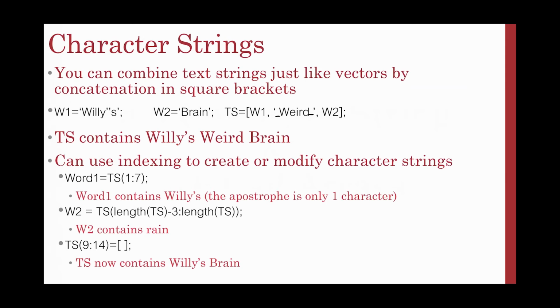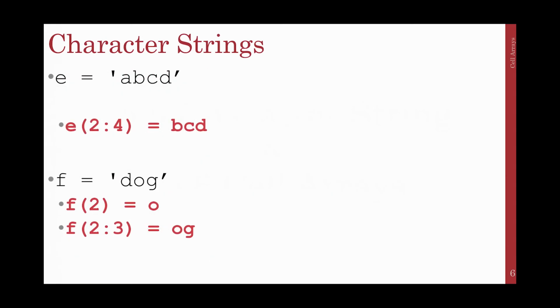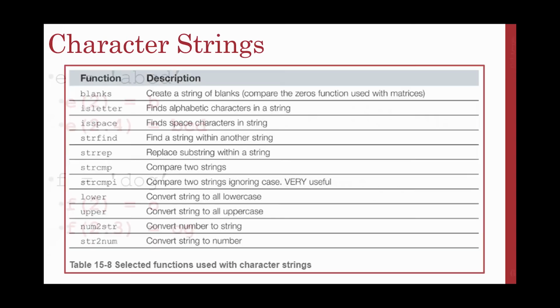If I wanted to remove the word weird from my text string, I can say TS of 9:14 equals square brackets, and that will remove the 9th through 14th character, and you would be left with Willie's brain. Indexing works very similar to the way that it worked with vectors. So if I have E equal to ABCD and I say E of 2 to 4, I'm going to get BCD. If I say F is equal to dog, F of 2 is going to be O, F of 2 to 3 is going to be OG.